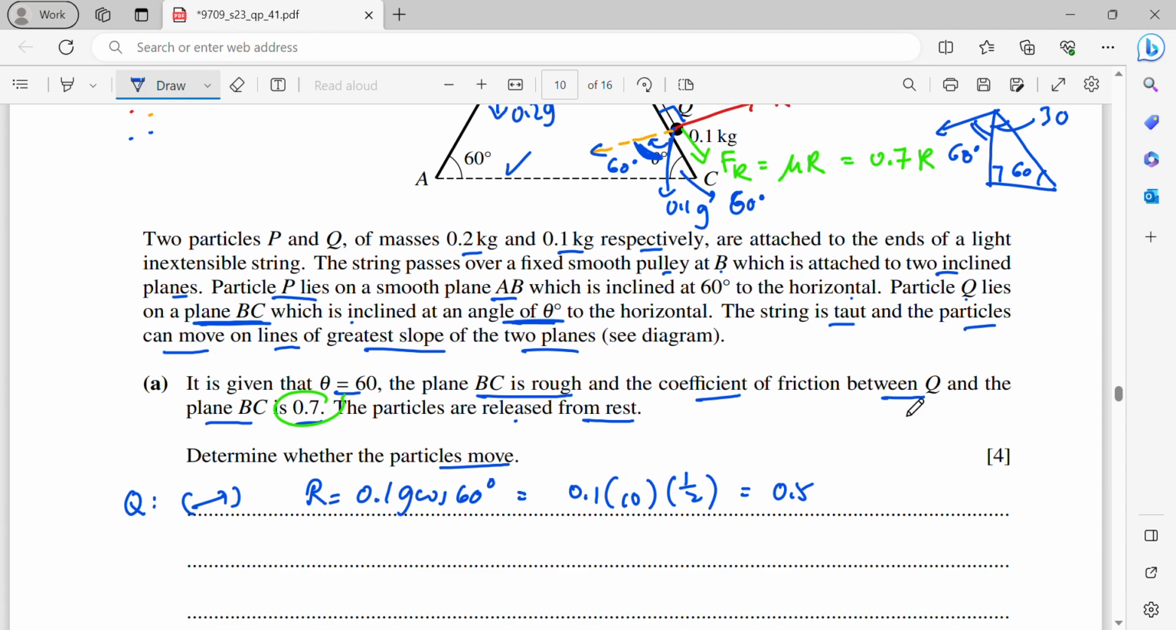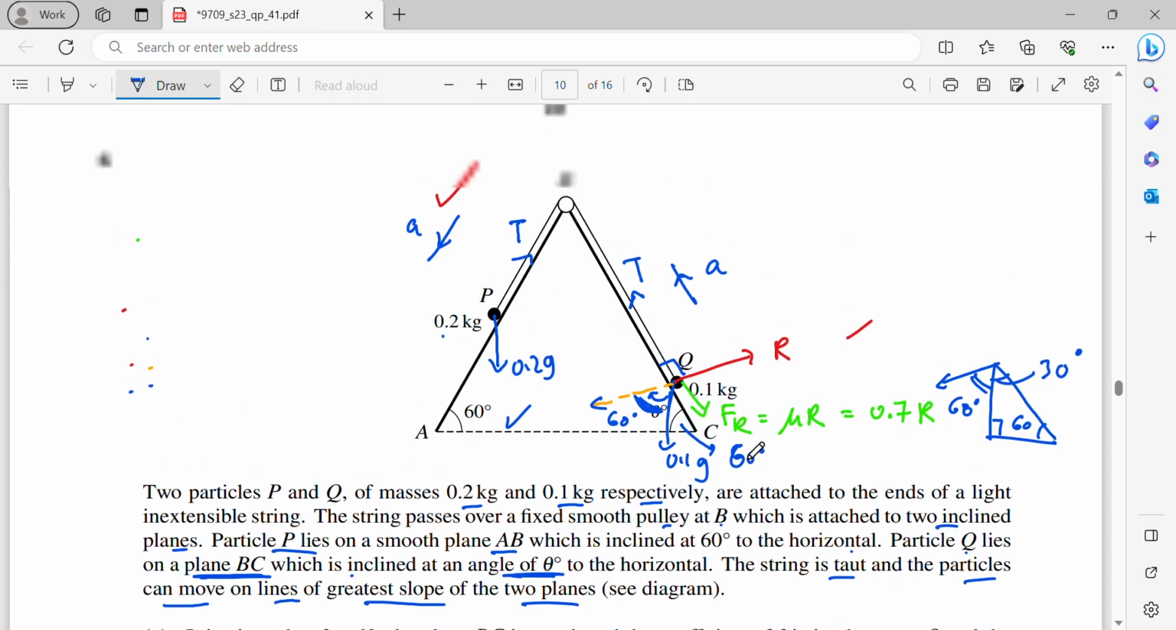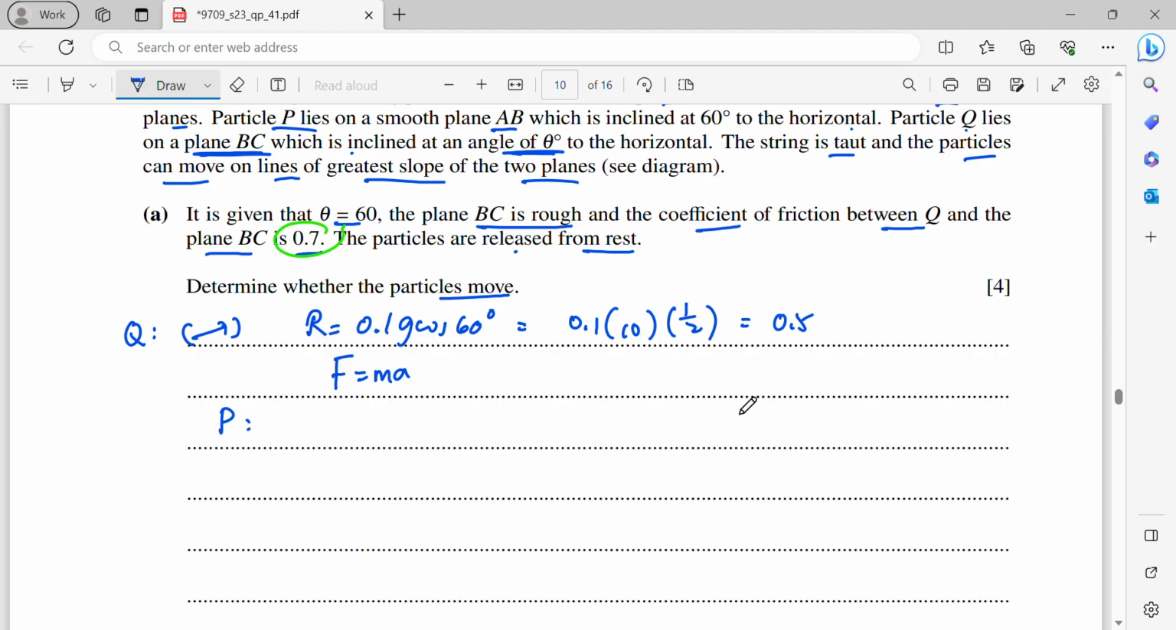Now, when I consider Newton's second law, F equals ma, for the point P, I know that it is expected to move down because it's heavier. So I have to resolve this 0.2 g along the plane. Again, the 60 degrees is over here, so I'm going to use 60 degrees to resolve, and it will be sine. Alright, so it will be 0.2 g sine 60 degrees minus T equals ma.